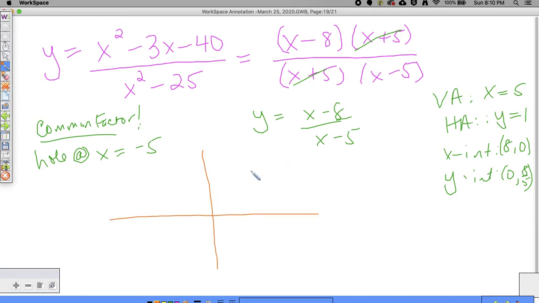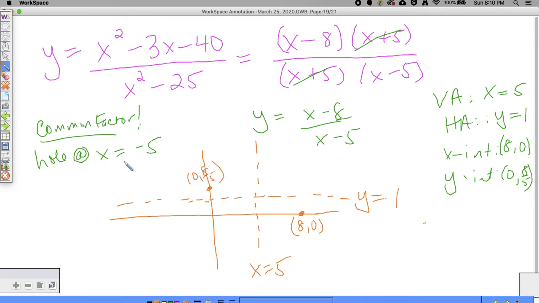So let's go graph that. We're going to call this guy x equals 5. Y equals 1. We got our little y equals 1. And let's see, we have an x-intercept at (8, 0), so we know we're over here at (8, 0). We have a y-intercept at (0, 8/5). Now, 8/5 is 1 3/5, so it's 1.6. So it's actually going to be above your horizontal asymptote here, so this is (0, 8/5).